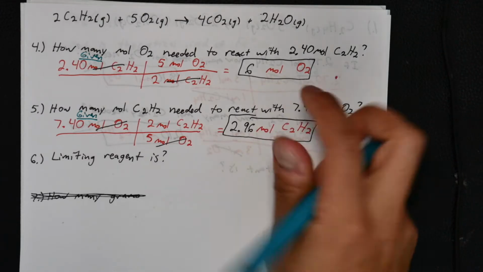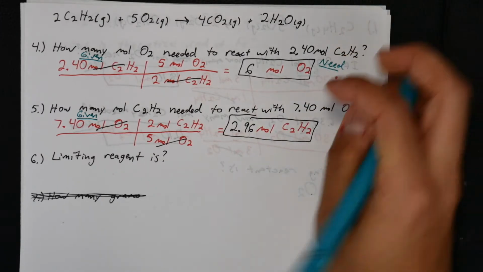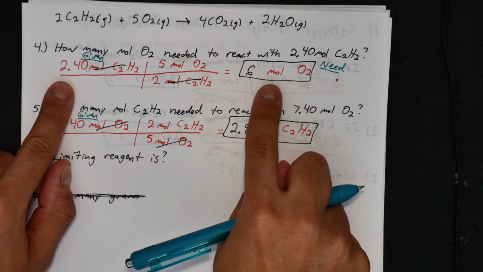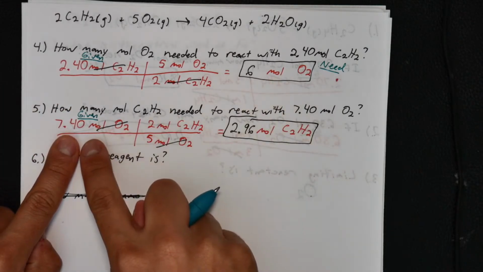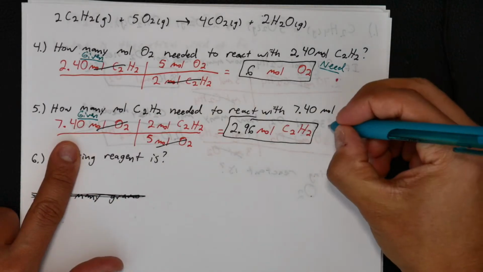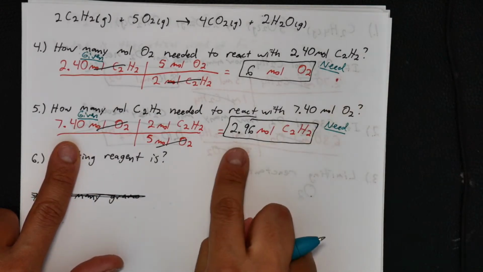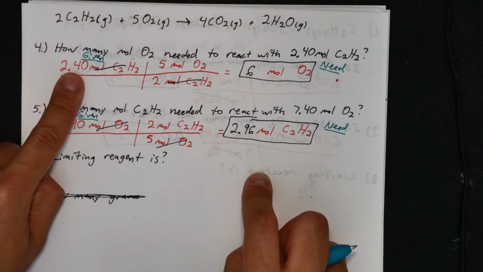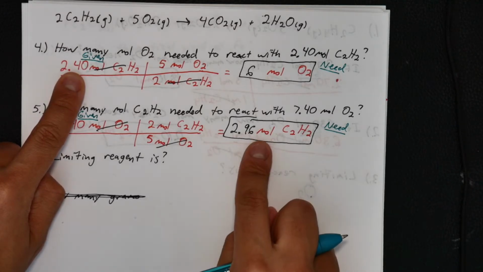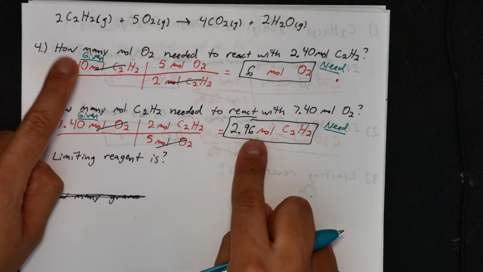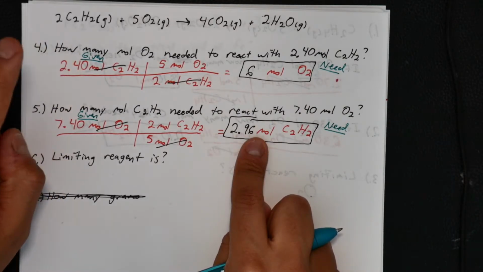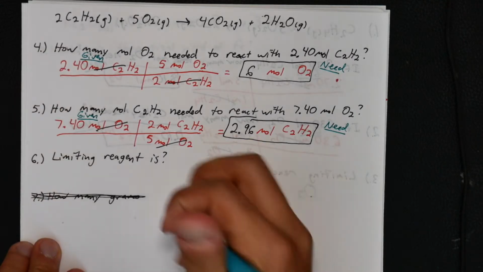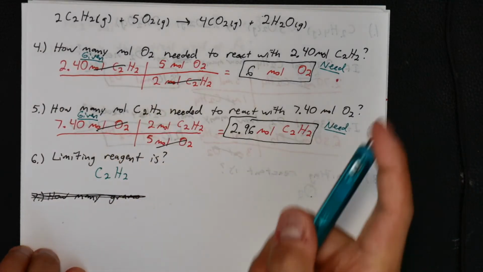Over here, this is how much we need. So if we are starting with 2.40 moles of C2H2, we need 6 moles of O2 to react with all of it. Then looking down here, if we are being given 7.40 moles of O2, we need 2.96 moles of C2H2. All right, so now we just compare. We are being given 2.40 moles of C2H2. We need 2.96 moles. So I can already see right here that we do not have enough. We are being given 2.4. We need 2.96. This is not enough, which means the C2H2 is going to be our limiting reagent.